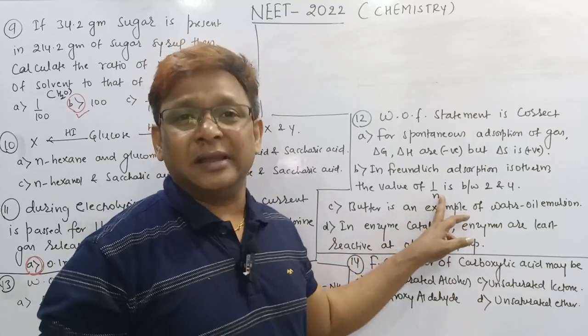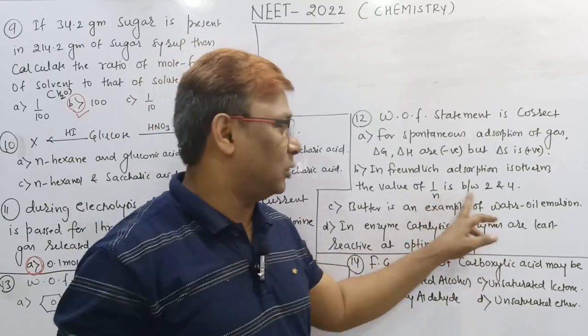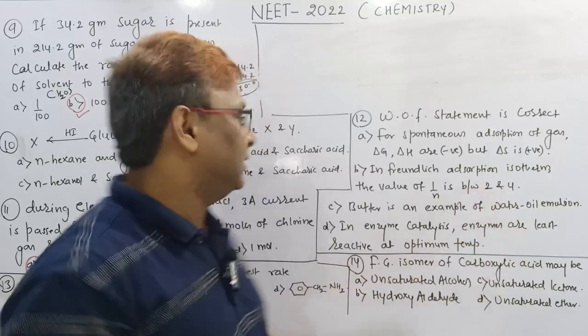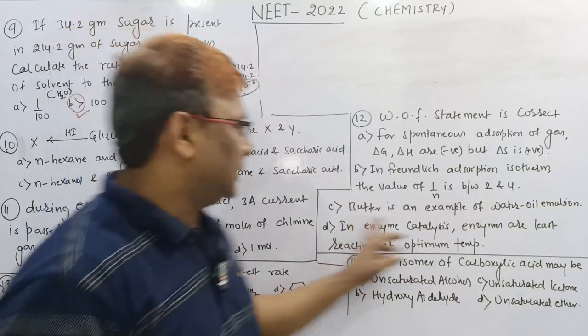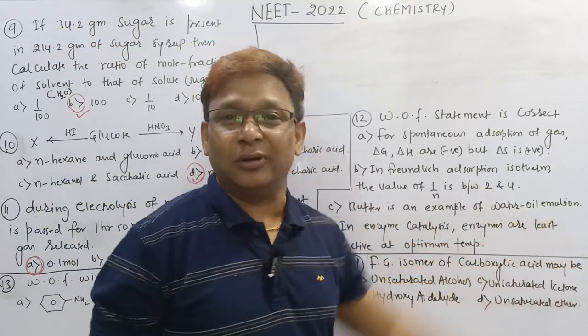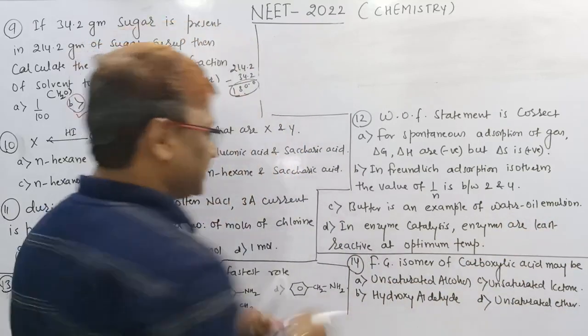So only at moderate pressure it depends on P to the power of 1 by n, and the value of 1 by n ranges from 0 to 1, not from 2 to 4. So that is also wrong. Buffer is an example of water-in-oil emulsion is correct, beta.